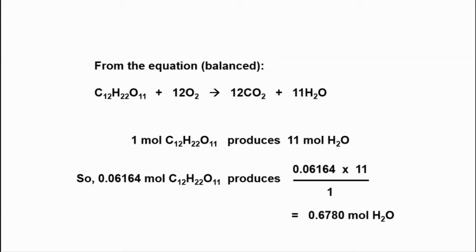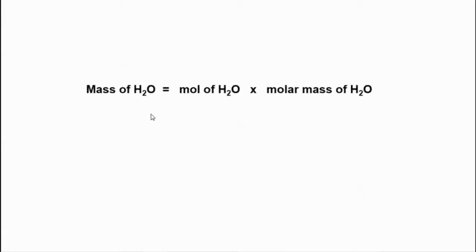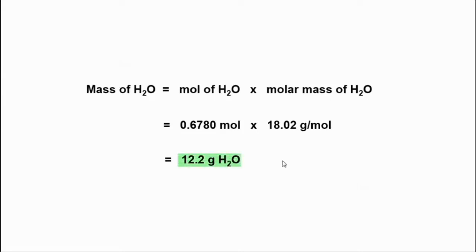So once again, for the third time, we are going to determine the mass. Just now we determined the mass of oxygen and then the mass of carbon dioxide, and right now we are going to determine the mass of water produced in this reaction. So we use the same formula, mole times molar mass. Mole of water, 0.6780, times the molar mass of water, 18.02 grams per mole, and we get 12.2 grams of water. So this is the mass of water produced in this reaction.